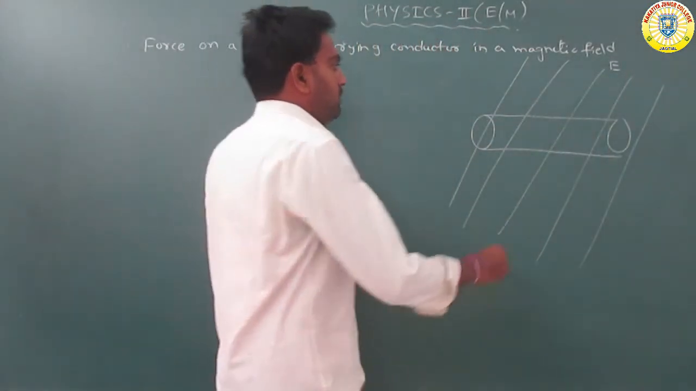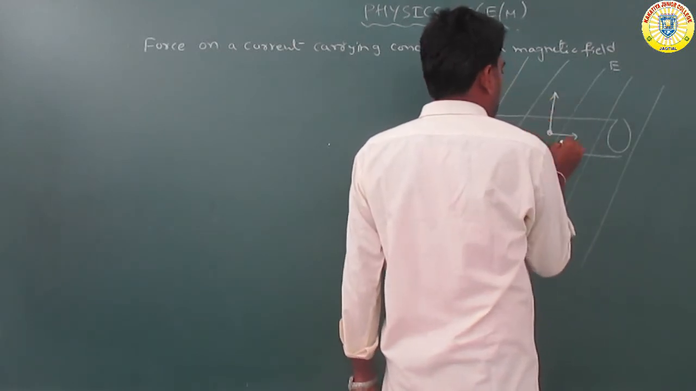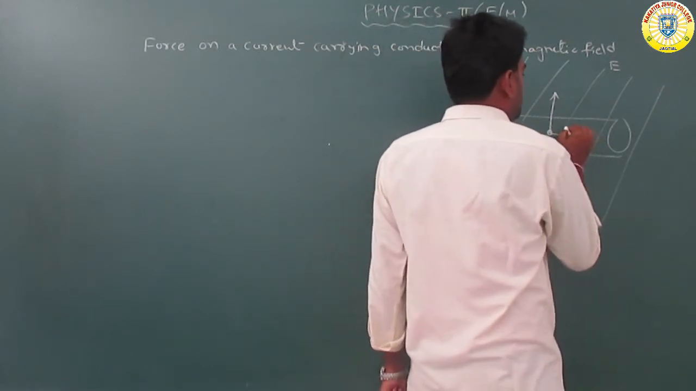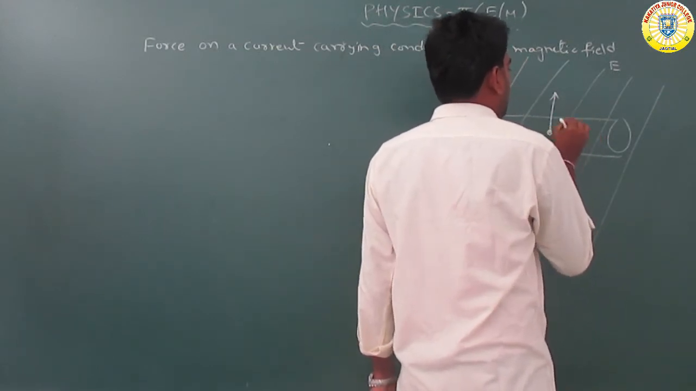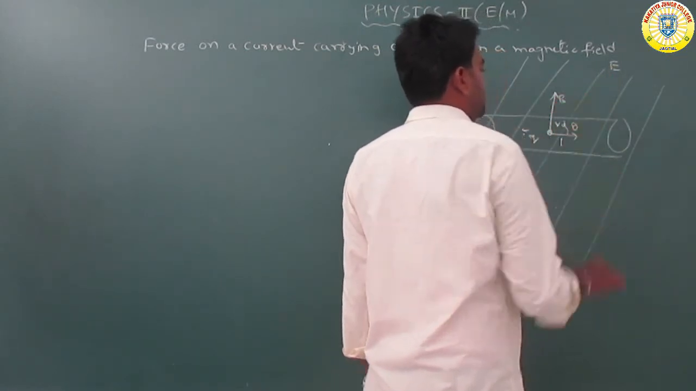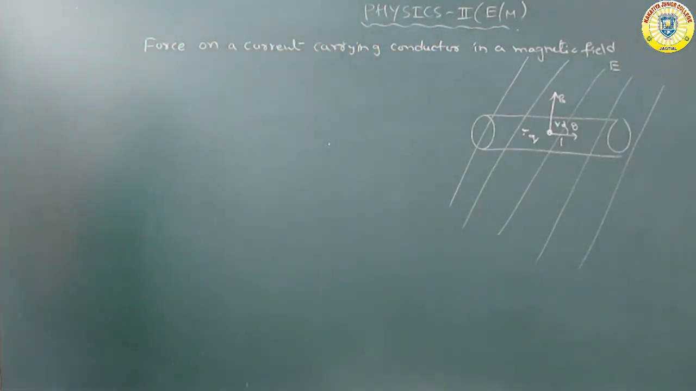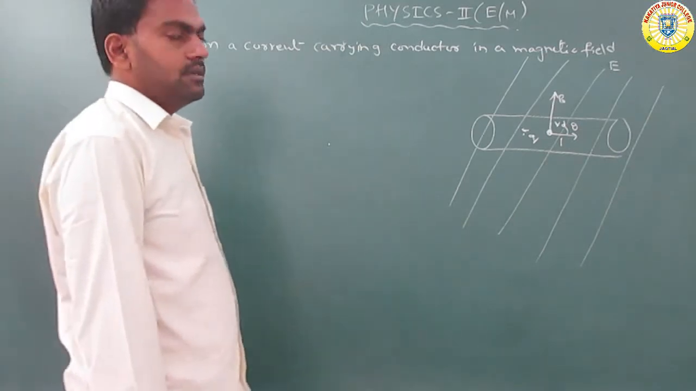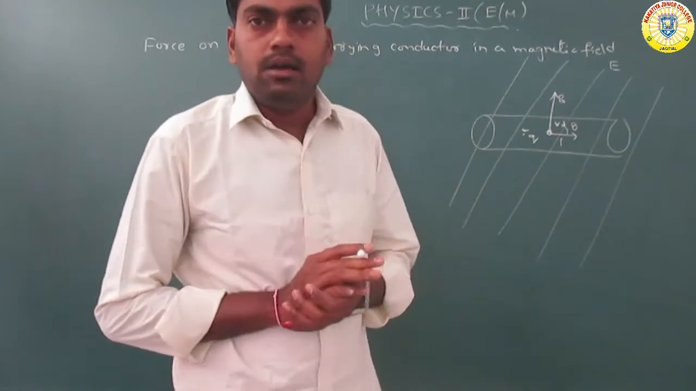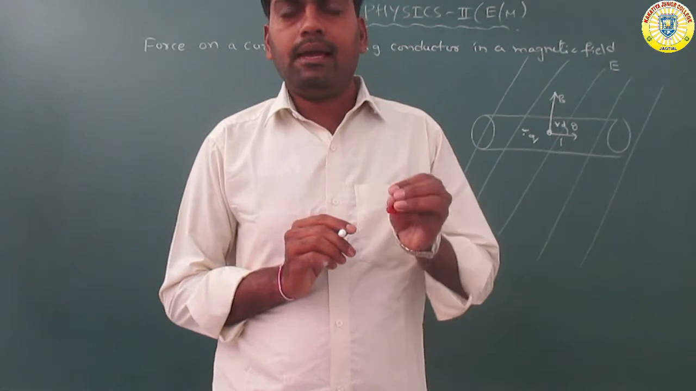So now here, the current is I, and the angle is theta. This is the magnetic field B, and the current carrying is I. So now consider the force on a current carrying conductor, which is placed in a uniform magnetic field.